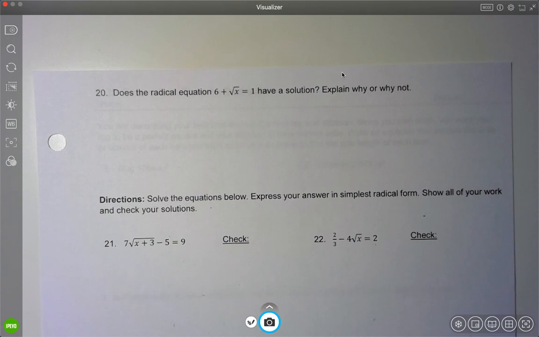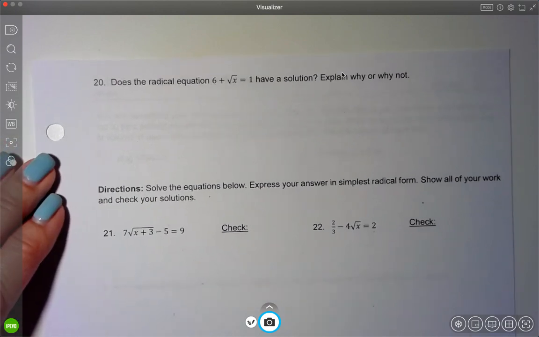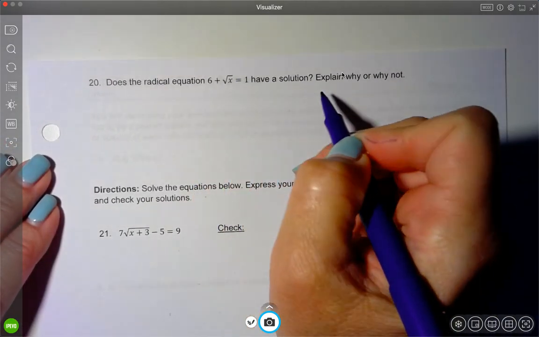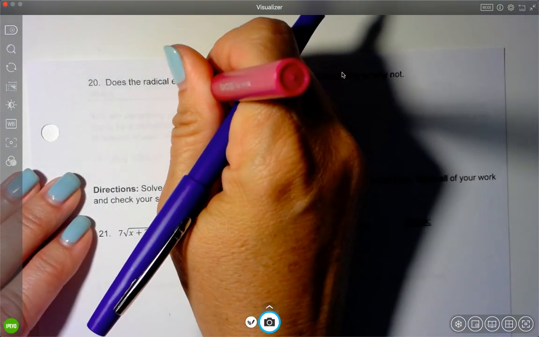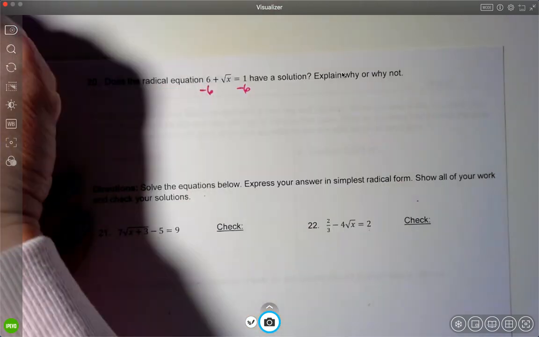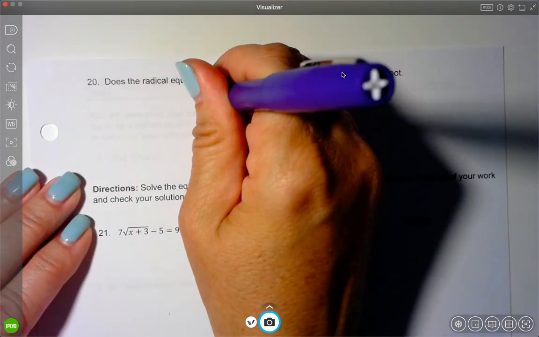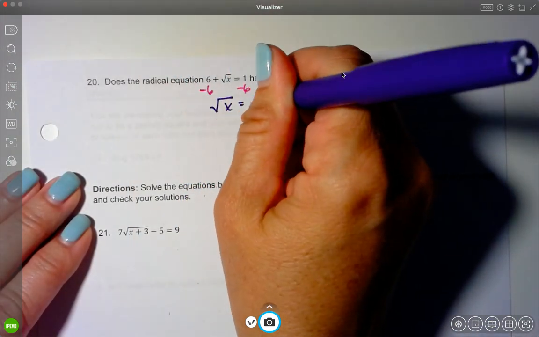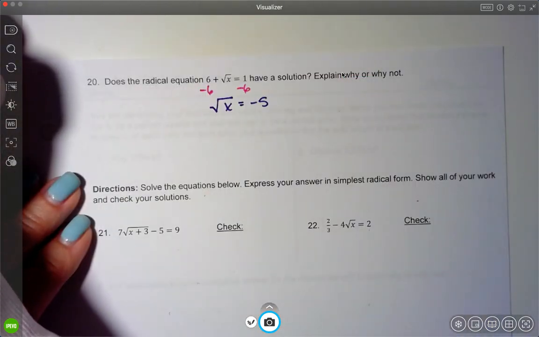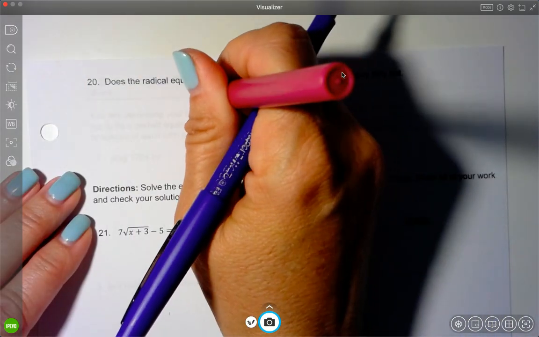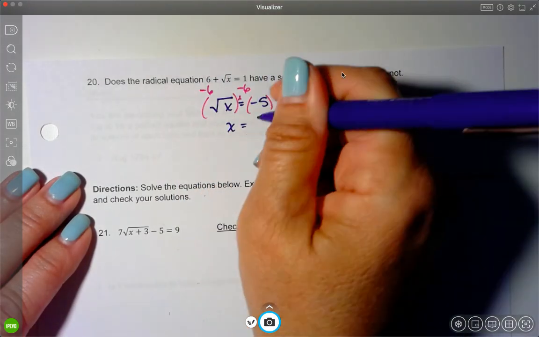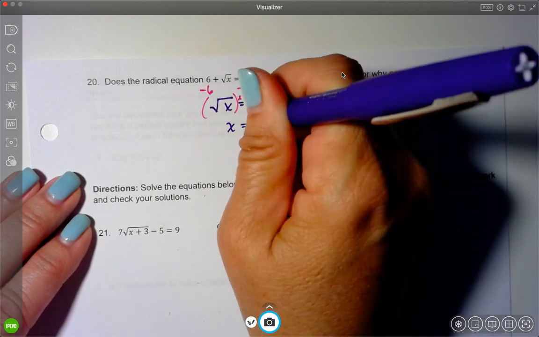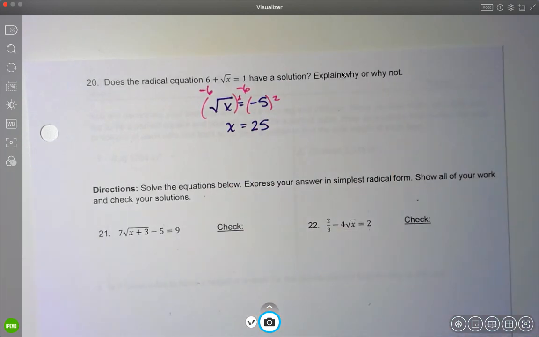All right, does the radical equation 6 plus radical x equal 1 have a solution? Explain why or why not. Well, I'm going to go ahead and get the radical by itself, try to solve it. So I have square root of x equals -5. Interesting. Okay. Square both sides to get the x by itself. X equals -5 times -5 is 25. So that all seems to work out, right?